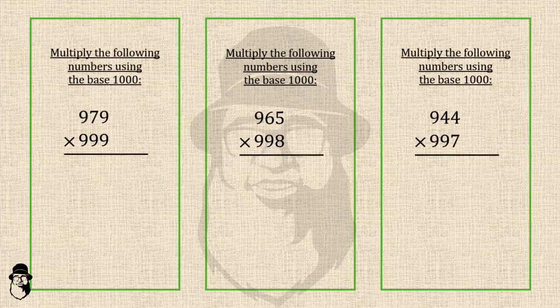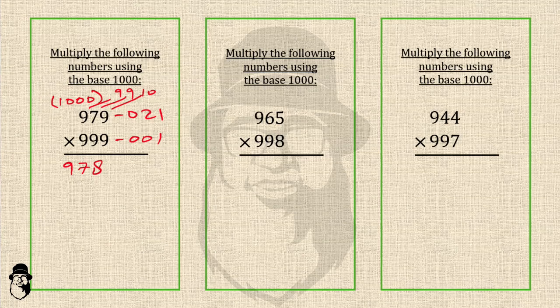Here multiply the following numbers using the base 1000. Here our base is 1000. 9 from 9 is 0. 7 from 9 is 2 and this 9 from 10 is 1. And here also we have 001 when we apply the formula. And first part of the answer is 979 minus 1 is 978. And second part of the answer is we multiply these two deficiencies. 21 times 1 is 21. But we'll write 021 because we have to cover 3 spaces as we have 3 zeros in the base.